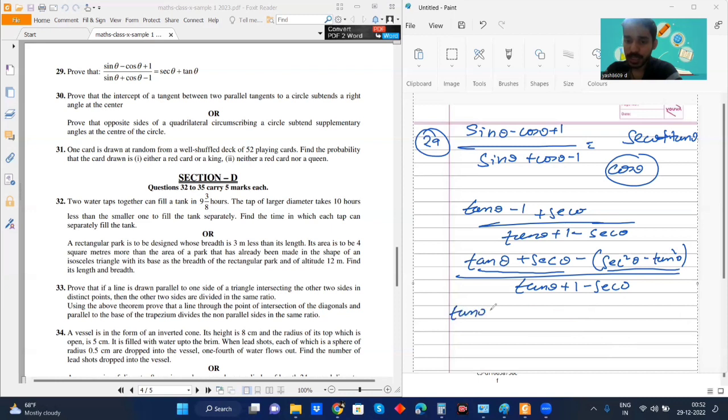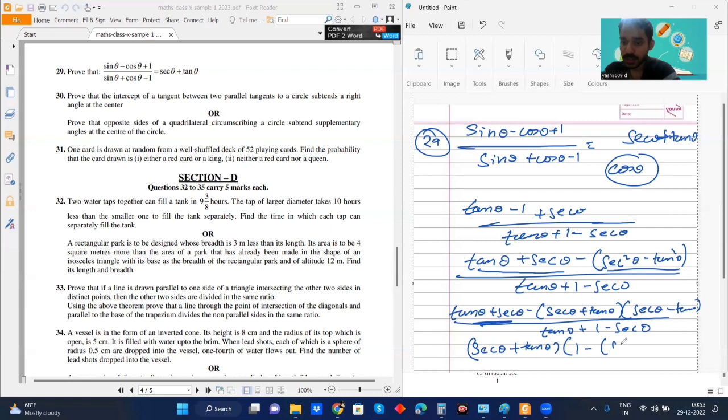So what I will get? Tan theta plus sec theta minus (sec theta plus tan theta) into (sec theta minus tan theta), and the denominator as it is. So sec theta plus tan theta is common. I can write this as sec theta plus tan theta, right? I can rearrange it. Right. So my sec theta plus tan theta is common. What is remaining? 1 minus of (sec theta minus tan theta).